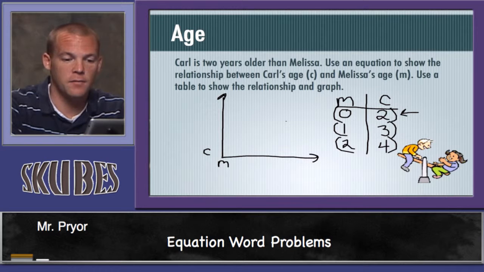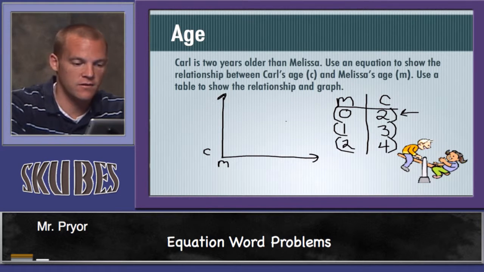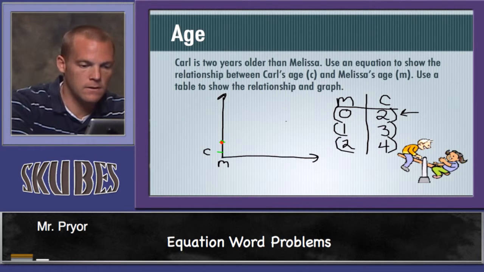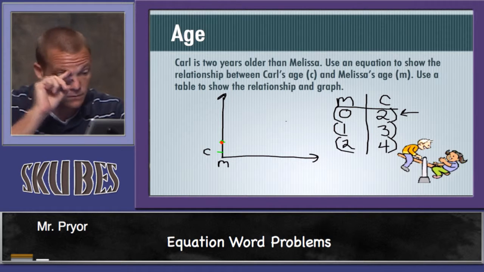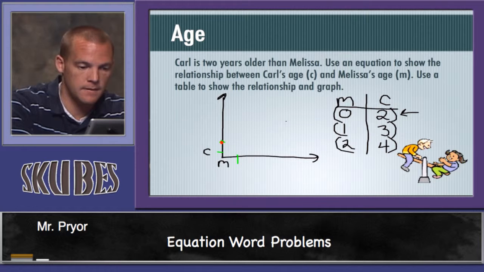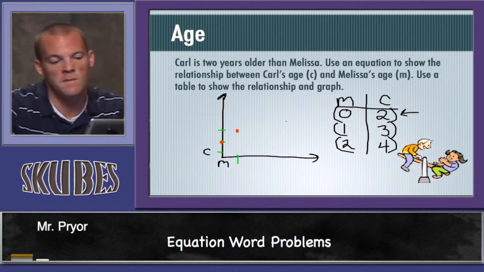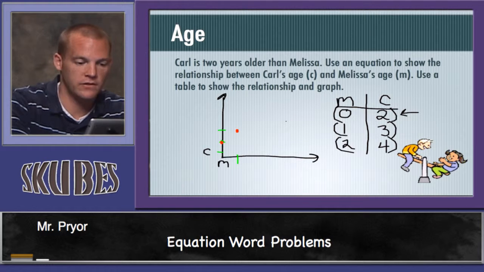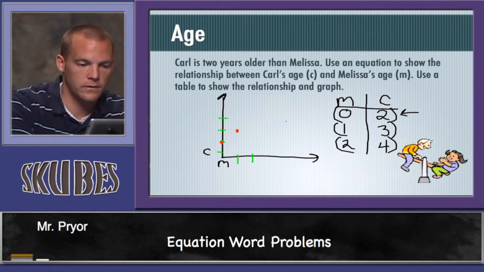So I'm going to go ahead and plot the point 0, 2, which would mean I don't have to move along the x-axis for Melissa's age. I would just move up to 2, which would be right there. All right, let me mark that. There we go. All right, then for the next one, we can go ahead and do 1, 3. So that's going to be right 1 and then up 3. And that will put us right here. So right 1, up 3. And then the last one, 2, 4. That means to go right 2 and up 4, which would put us right here.